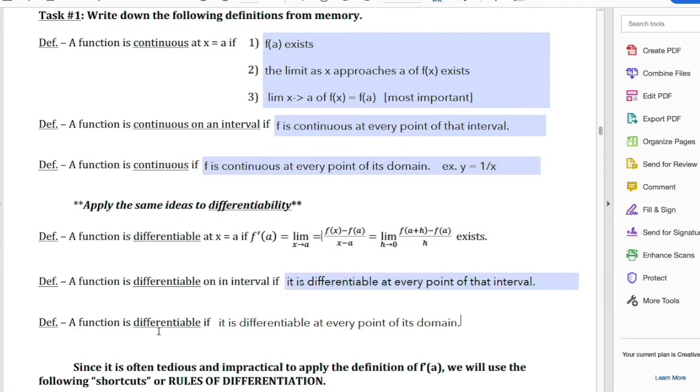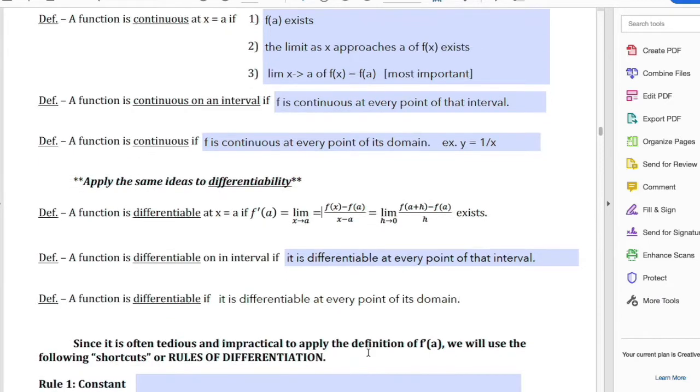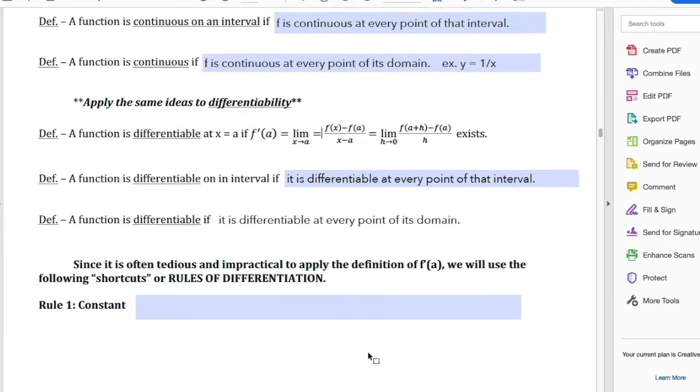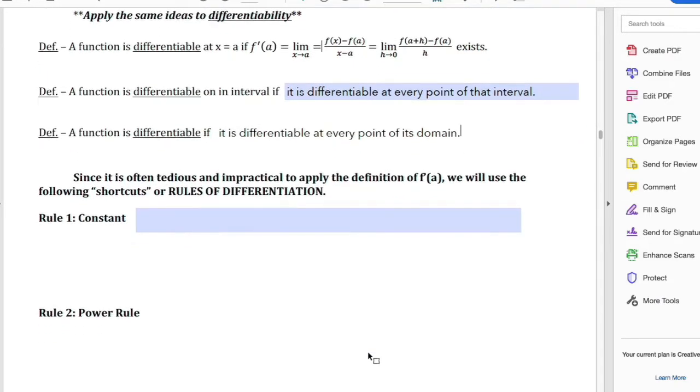Next, I want to note this. Since it's often tedious and impractical to apply the limit definition for f prime of a, we use the following shortcuts or rules of differentiation. These are things some of you in physics may already know, at least a few of them. But we don't use the limit definition every time, especially if we need to get a derivative in an efficient manner. Now, I'm going to be showing you these as shortcuts and just saying that they work, that they're true. I might explain a little bit of the reasoning behind a couple of them.